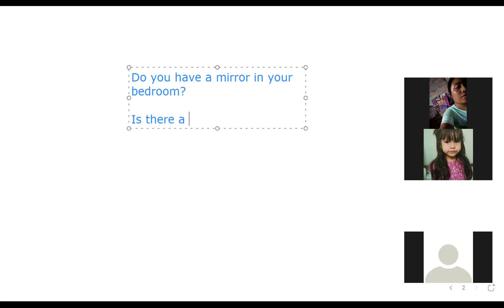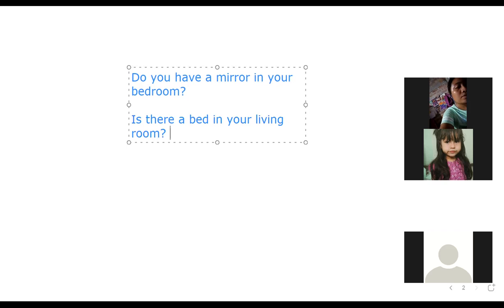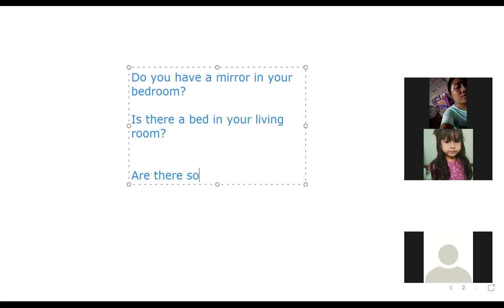Is there a bed in your living room? No, I don't. Ah, okay. In this case, we can use yes, I do or no, I don't. You have to use yes, there is. Or no, there isn't. No, there isn't. Okay, very good.